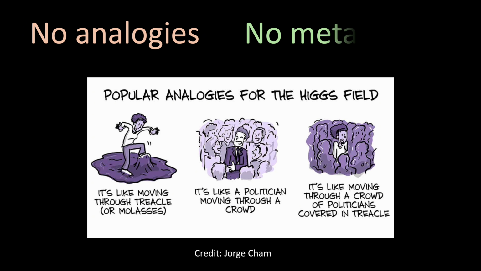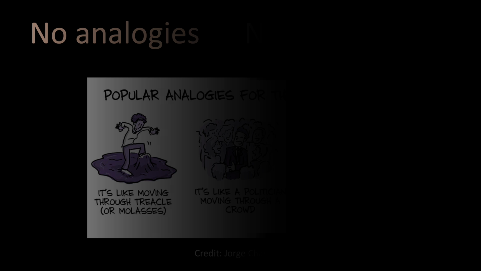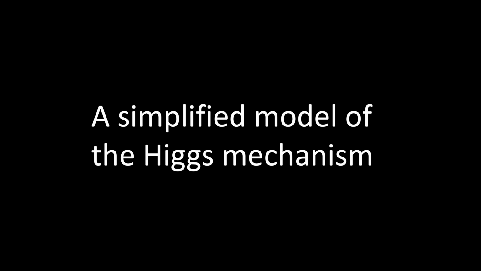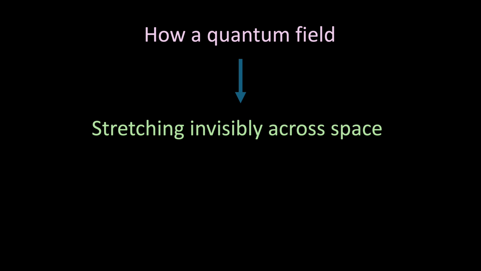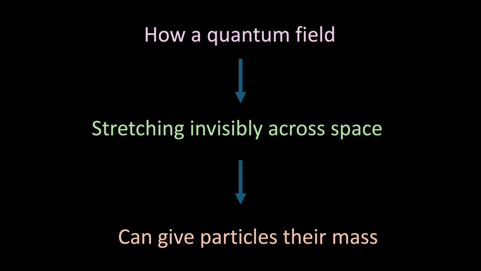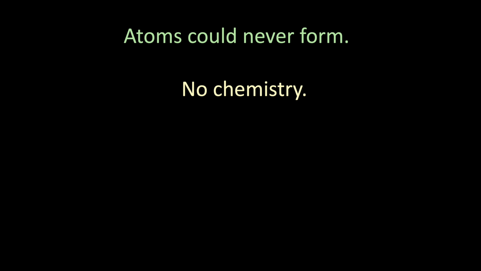No analogies, no metaphors, just clear reasoning and a touch of basic calculus. I'm going to guide you through a simplified model of the Higgs mechanism, how a quantum field stretching invisibly across all space can give particles their mass. If some all-powerful being were to switch off that field's background value, electrons, quarks, and the W and Z bosons would all become massless. Atoms could never form, no chemistry, no life, no you, no me. So yes, Higgs matters, and today we're going to find out exactly why.